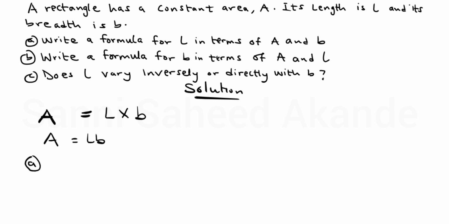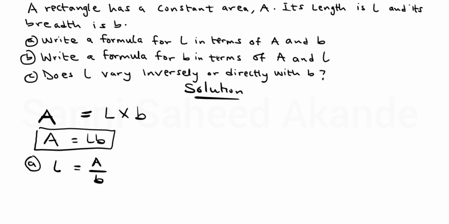Write a formula for L in terms of A and B. So what they are saying in essence is make L the subject of the formula. Is that okay? So when you divide both sides of this equation by B, you are going to have L equal to A over B. And as you can see, we have written this formula for L in terms of A and B.